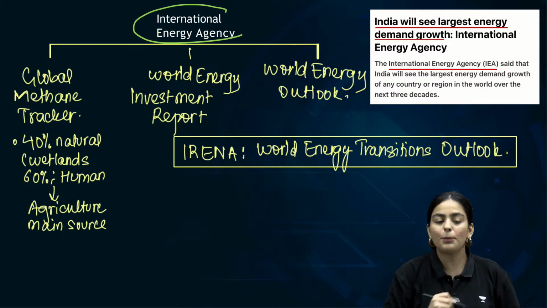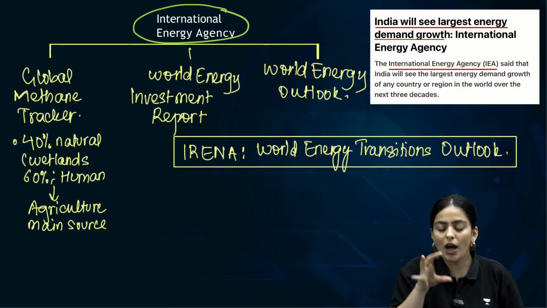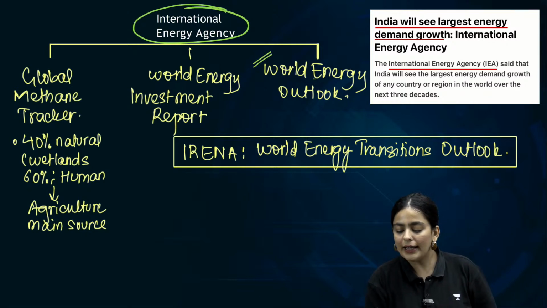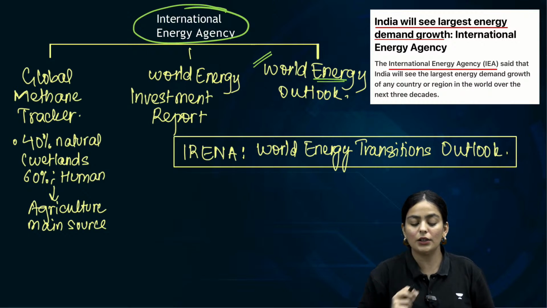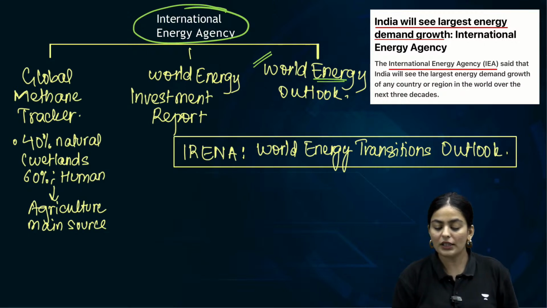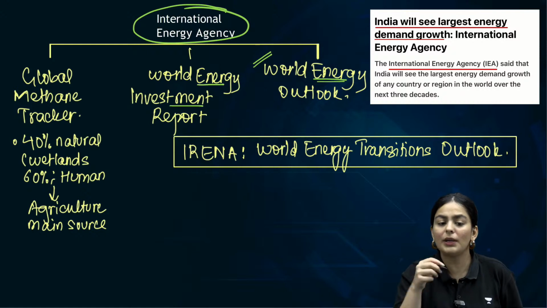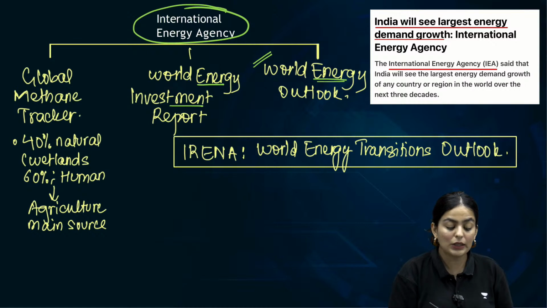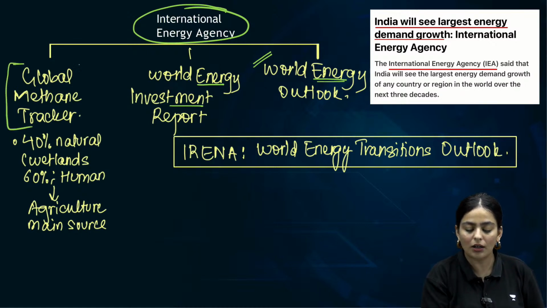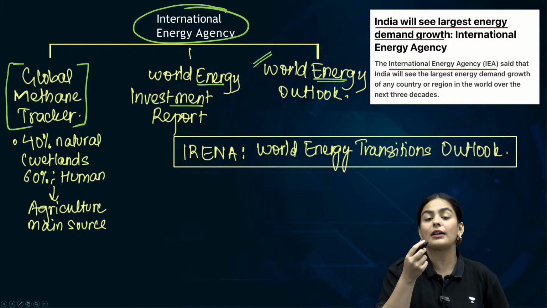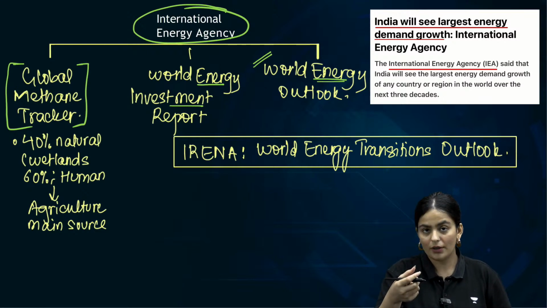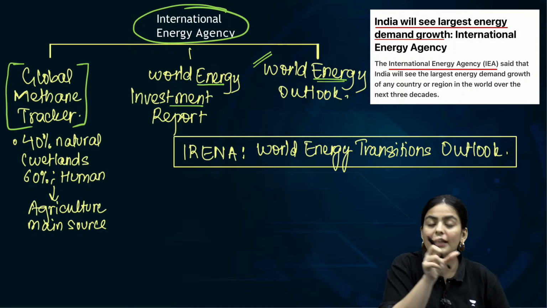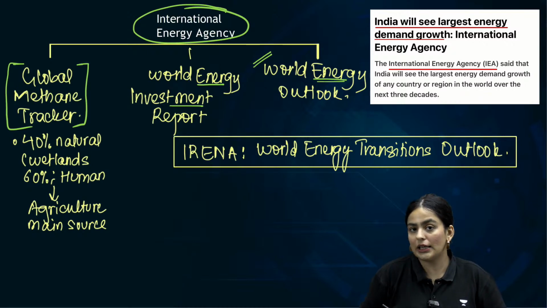So the important reports that you need to remember, which are released by IEA, are of course the first, World Energy Outlook. The second report is World Energy Investment Report. And the third is Global Methane Tracker. Now methane reports will be more. We will see it in the coming slides, but remember the word tracker. When it says methane tracker, it is International Energy Agency.